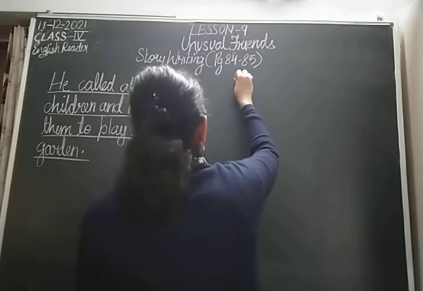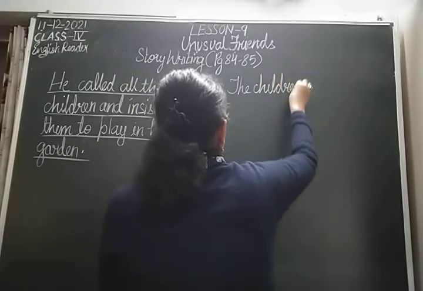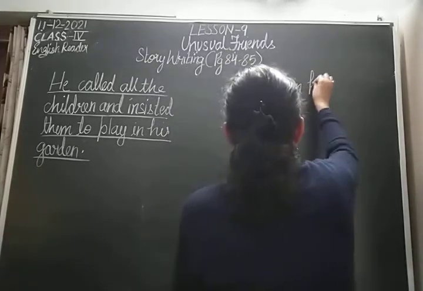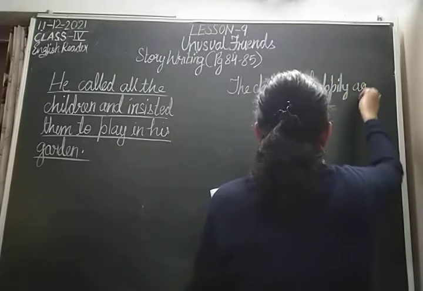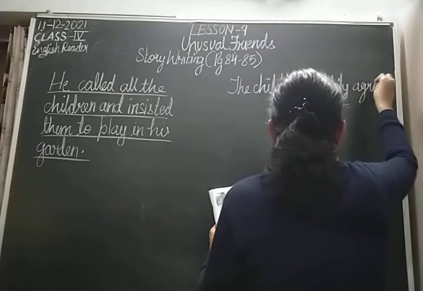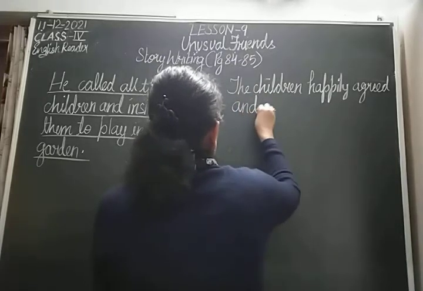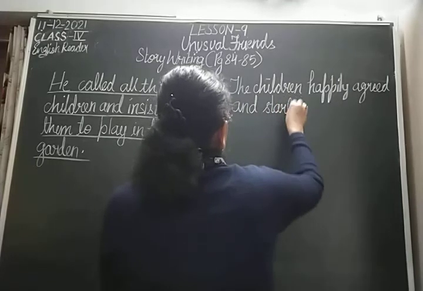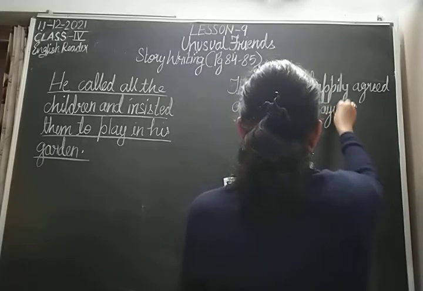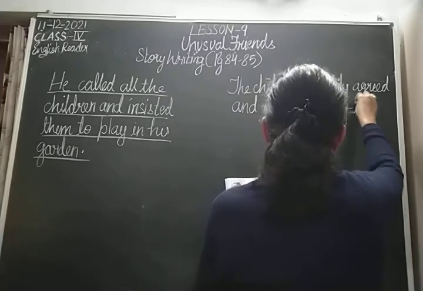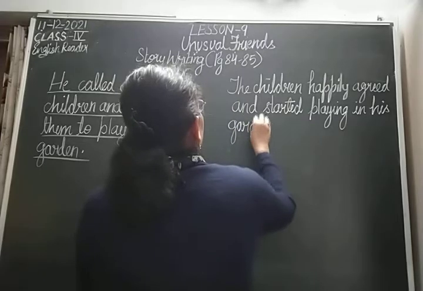So we write, the children happily agreed, मान गए, agreed and started playing in his garden.